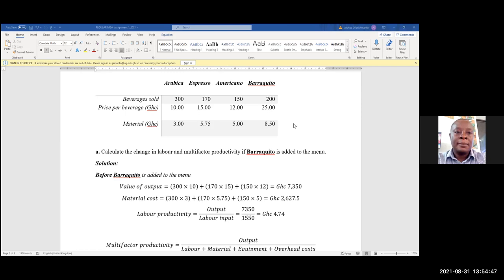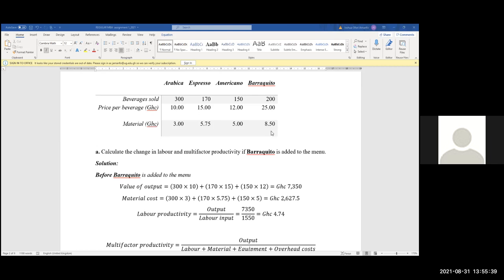At this point, I want us to understand that we actually have three measures of productivity: single factor, multi-factor, and total factor. Single factor, you divide your output by a single input. If it's labor, just labor. If it's material, if it's equipment, only that single factor. Multi-factor, you combine two or more of the factors as your inputs. For total factor, you combine all the inputs. But most of the time, the questions you'll be solving will be multi-factor, except where it is indicated that you have to do only two of the inputs and leave the rest. We understand that.